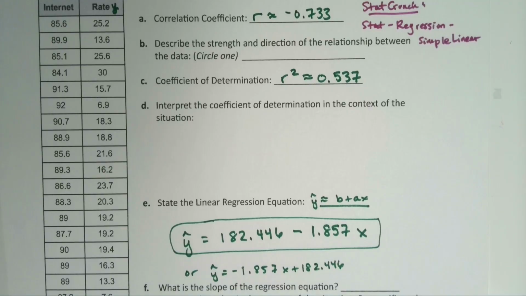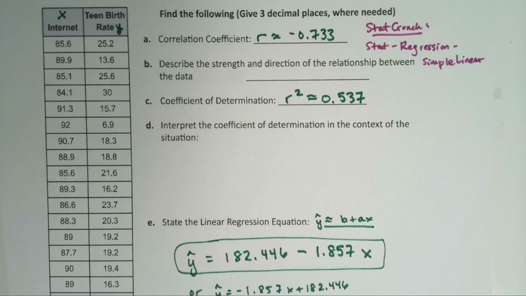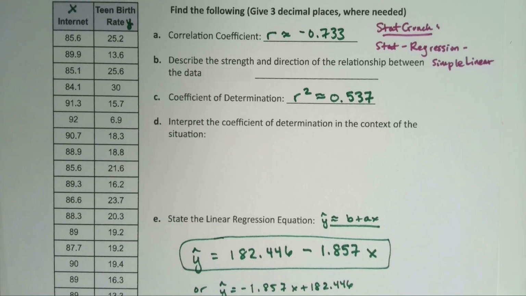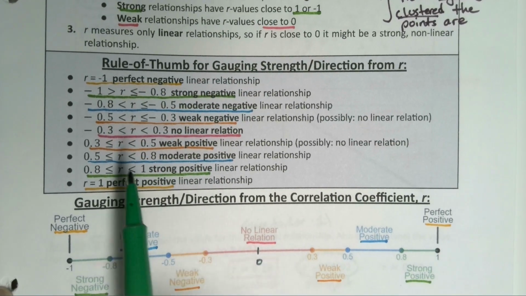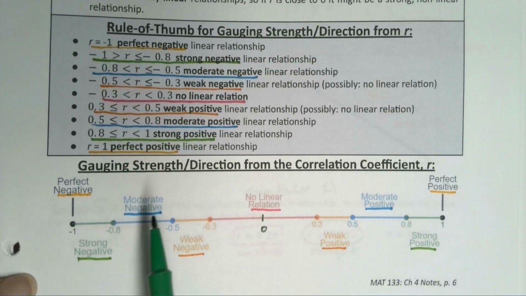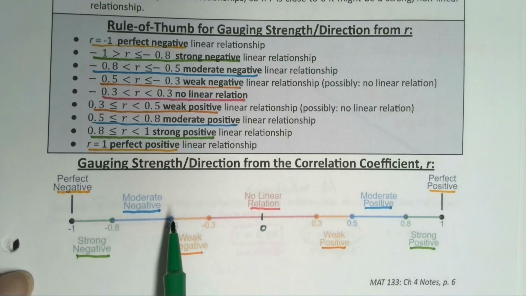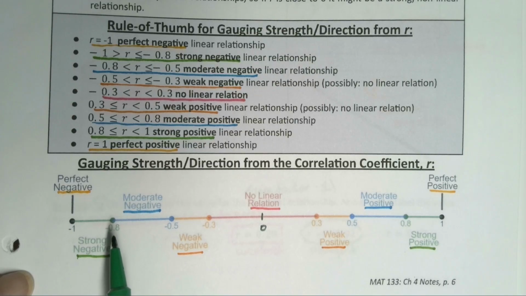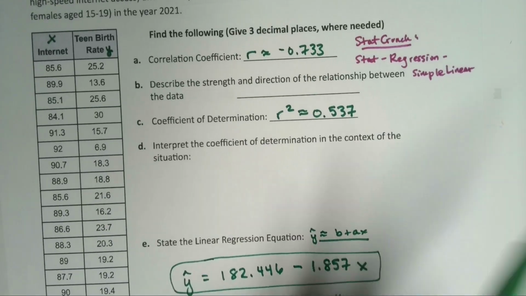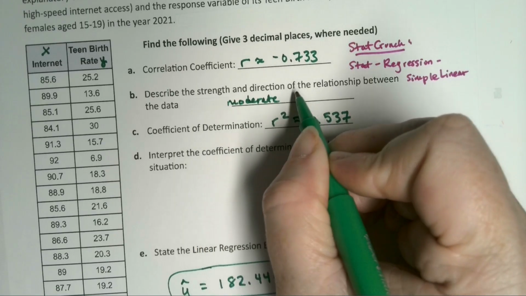Okay, so I have to get rid of this piece right here. There's nothing to circle. I changed this from circling to writing it. So, strength and direction. We would look at our r value and think about the strength and direction from this table. Our r value is negative 0.733, which is right here in the moderate negative section, because it's between negative 0.5 and negative 0.8. So our strength is moderate, and our direction is negative.